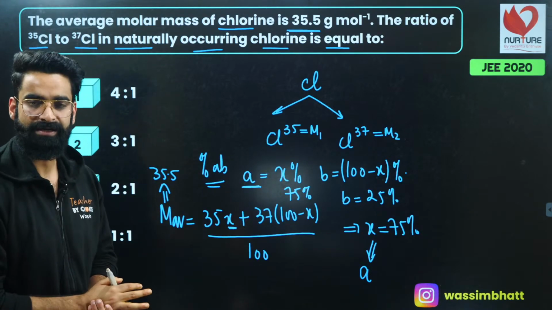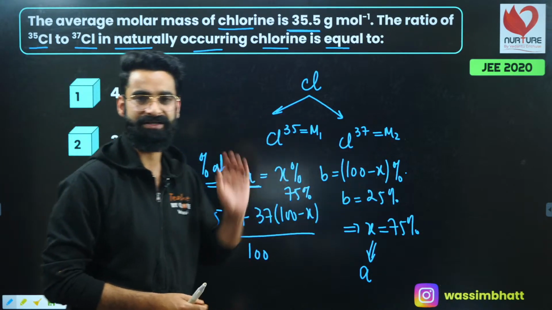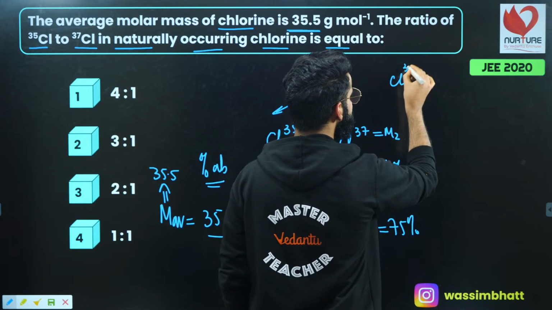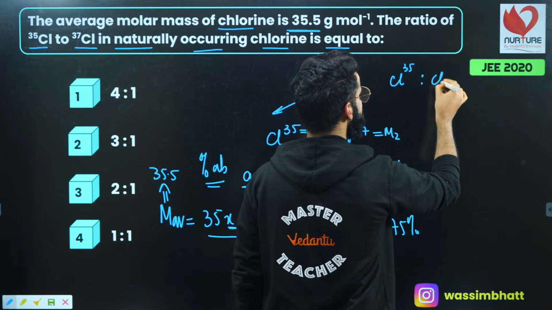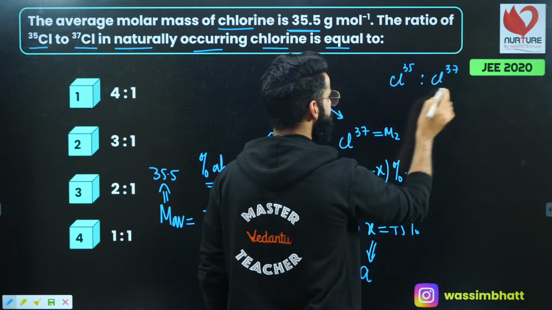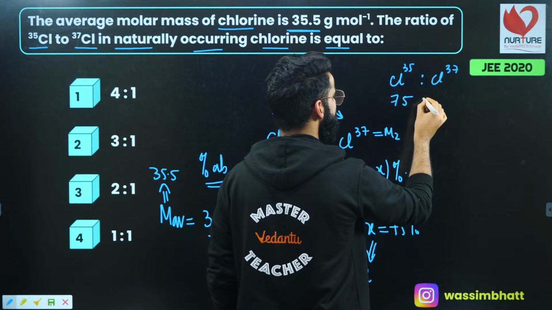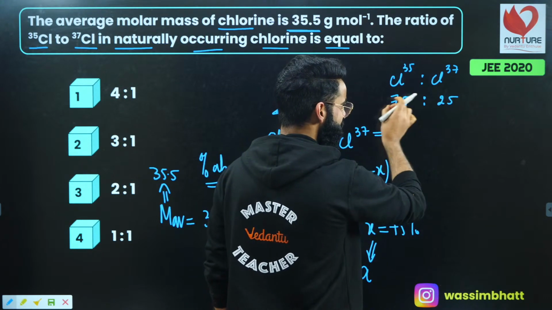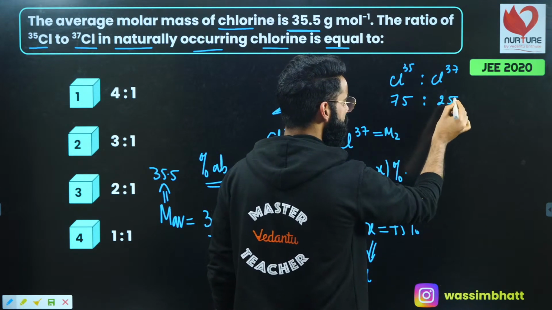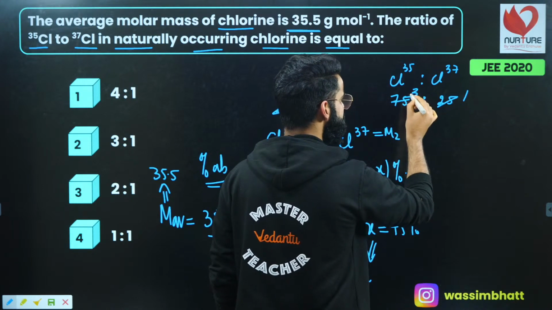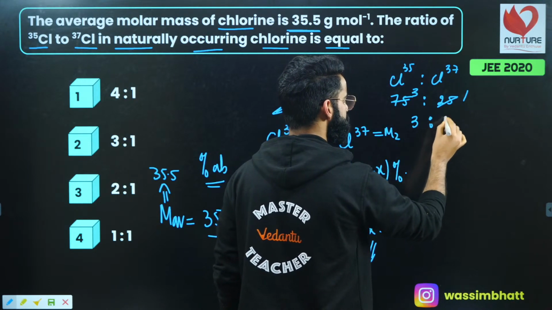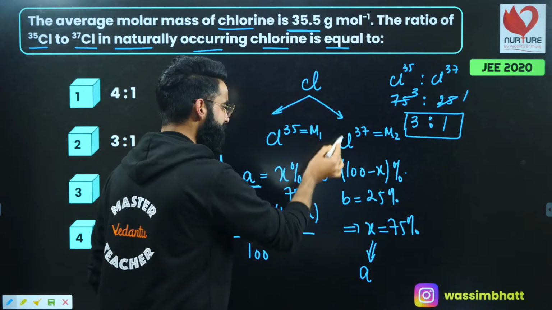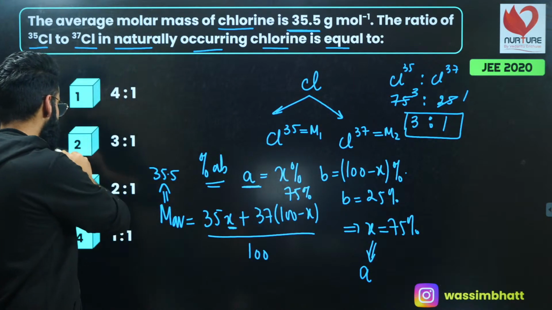So I got the percentage abundances of these two isotopes. What am I supposed to calculate? I'm supposed to calculate the ratio of these percentage abundances. So I'll be simply writing like this. Cl35 is to Cl37, right? What is going to be the ratio of their percentage abundances? It's going to be 75 is to 25, correct? Just convert it into the simplest ratio. It's going to be 1 times, it's going to be 3 times. So I got the ratio as 3:1. So I can say the ratio of percentage abundances of these two isotopes is simply going to be 3:1 as per the equation.